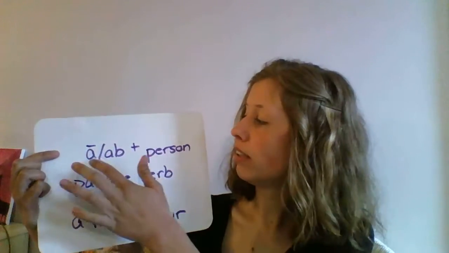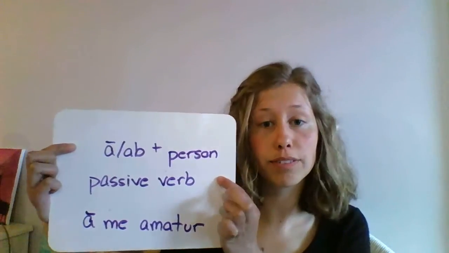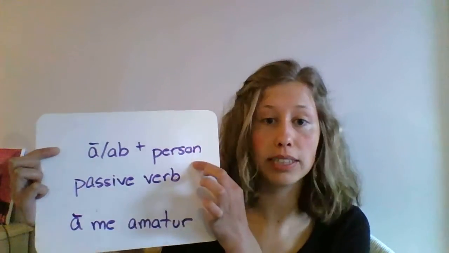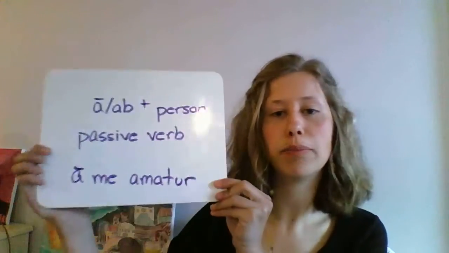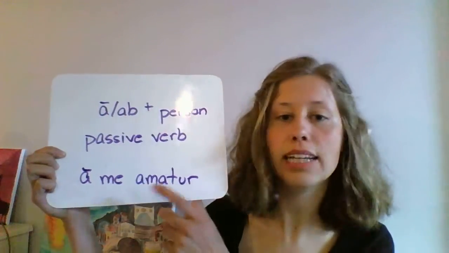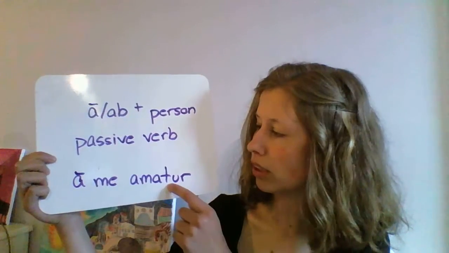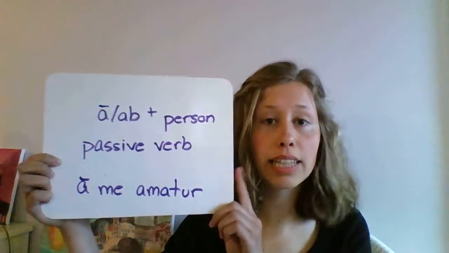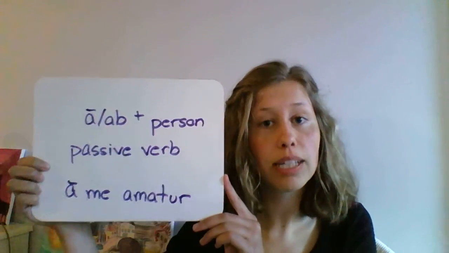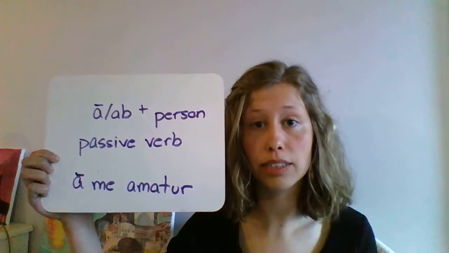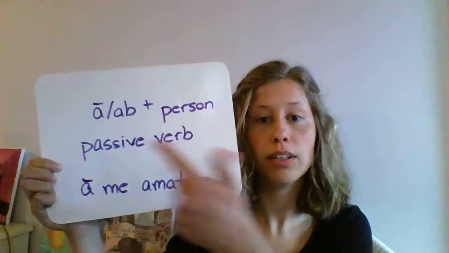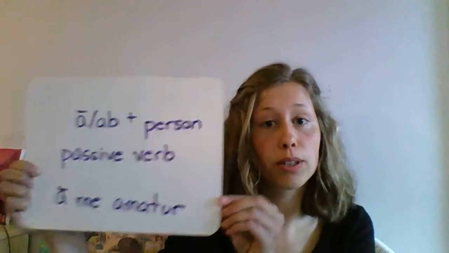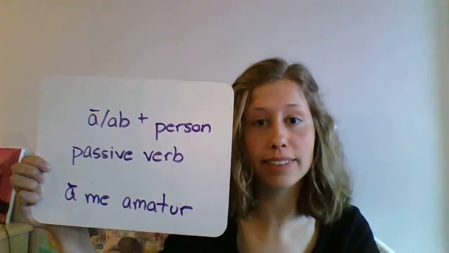So you have something is done, a passive verb, something is done by a or ab, a person in the ablative. My example here, which I just wrote up, is he, she, it is loved, amatur in the passive, by me. Someone is loved by me. So in this case, a or ab does not mean from, it means by a person doing something. Okay, so you always have a or ab. You have an ablative person and you have a passive verb. If you have those three things, you have an ablative of agent.